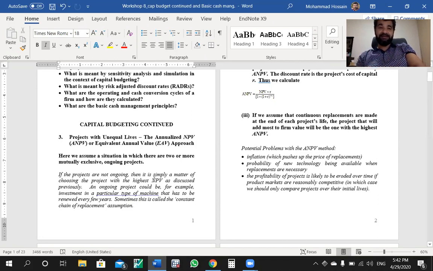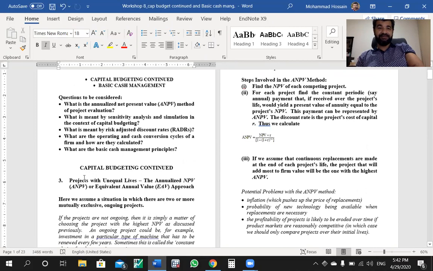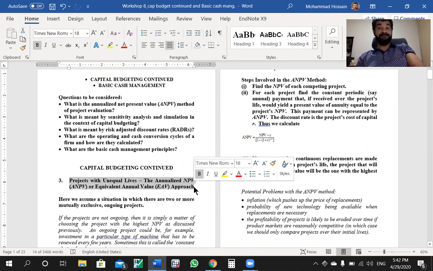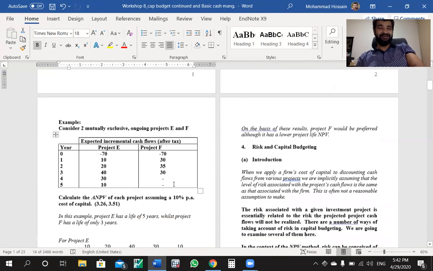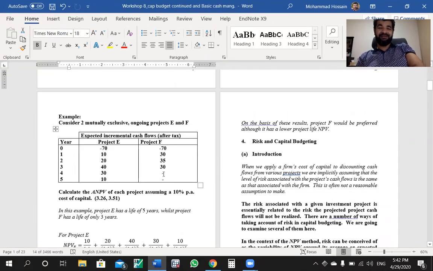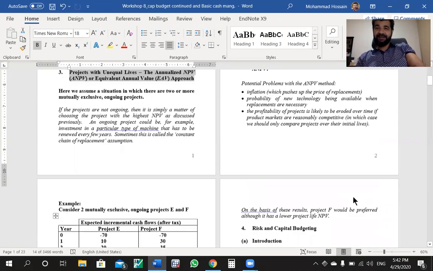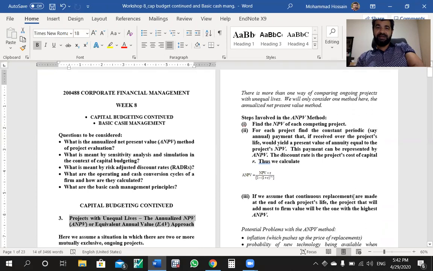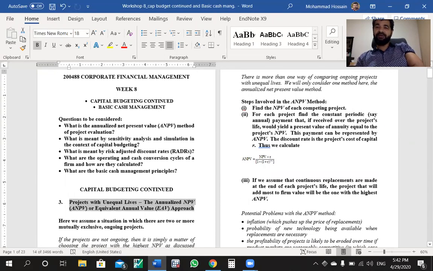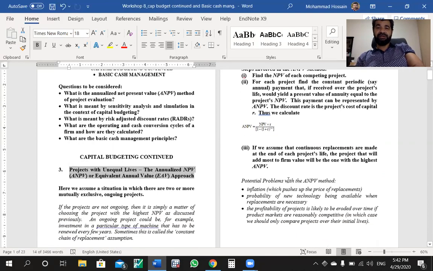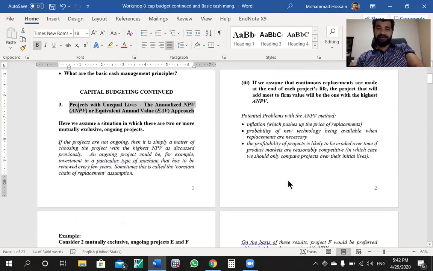Let's look at unequal lives. It happens sometimes that both projects do not have the same life length. Like in this example, they do not have the same life length. This one has 5 years, this one has 3 years. There is more than one way of comparing. How do you calculate that? I've given you the steps here. When you solve one problem, you will see how the steps are shown to you as well. So nothing big deal there.